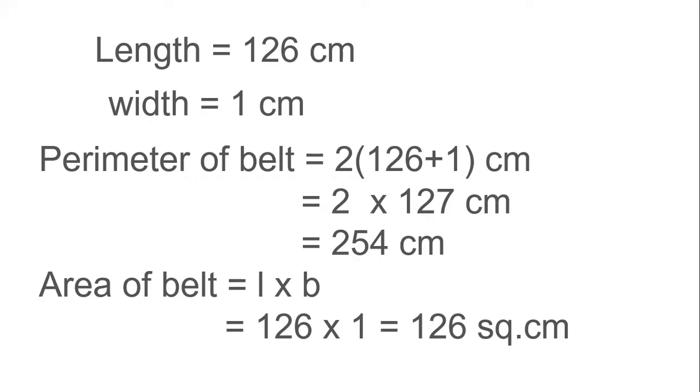126, sir. So the total length is 126, but width is 1 only. One centimeter width strips are made, 9 strips are made. If 9 are joined one after the other, total length will become 9 into 14, 126, and width is 1. So perimeter of the belt will be 2 into (L plus B), 2 into (1 plus 126), that is 254. Area will not change. Area will be the same.